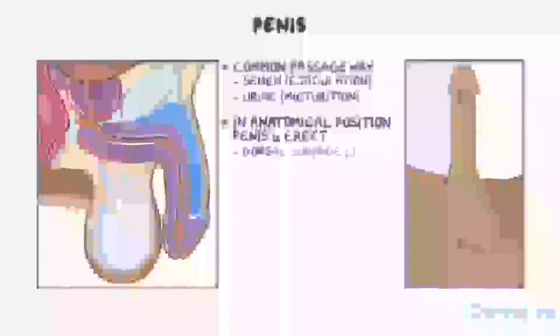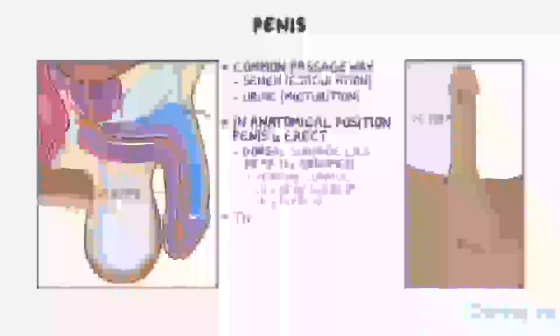Alright, now let's talk about the anatomy of the penis, which serves as a common passageway for semen during ejaculation and urine during micturition. In the anatomical position, the penis is erect, meaning the dorsal surface lies near the abdomen, and this means the ventral surface lies near the scrotum when it's flaccid.